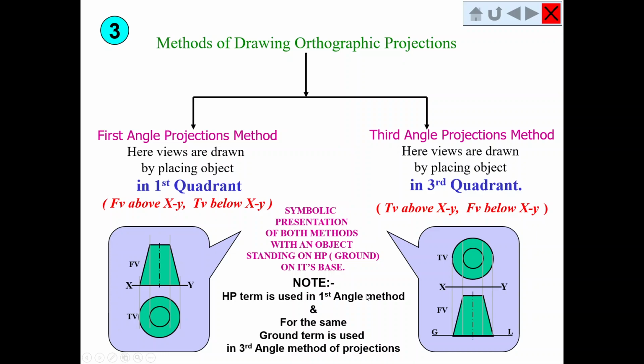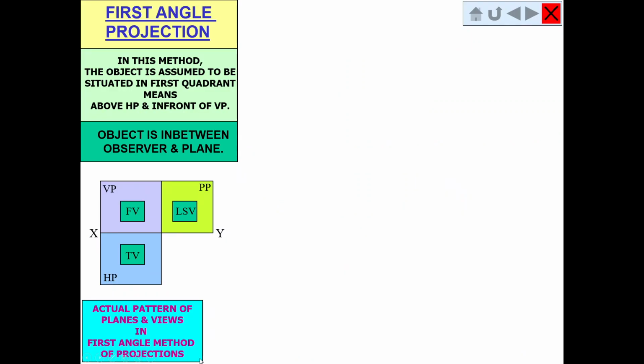But as far as drawing orthographic projections is concerned, we are going to use only first angle of projection. Third angle of projection is no longer used by anybody currently, so we will use only first angle of projection.